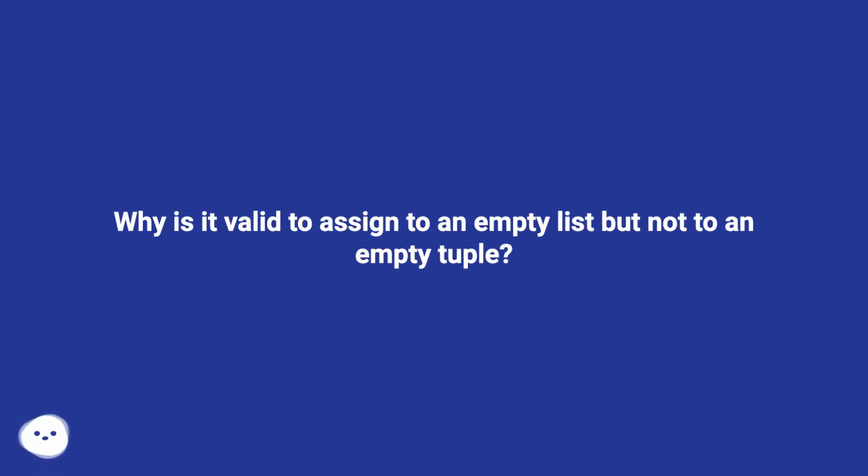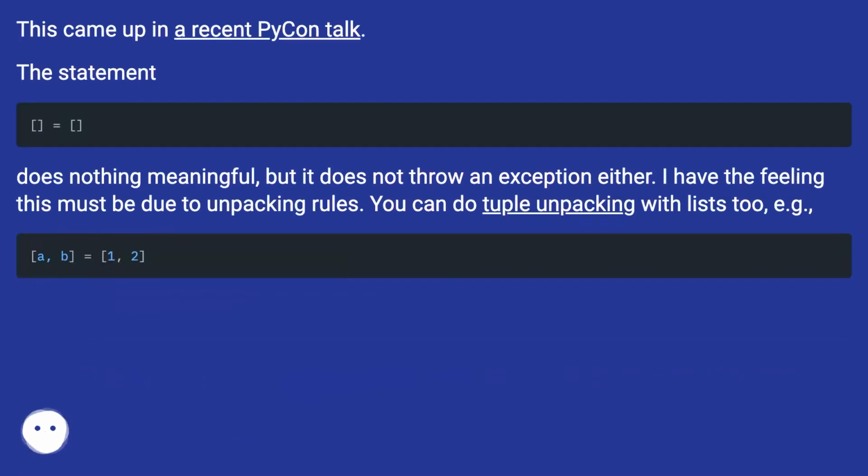Why is it valid to assign to an empty list but not to an empty tuple? This came up in a recent Python talk. The statement does nothing meaningful, but it does not throw an exception either. I have the feeling this must be due to unpacking rules.